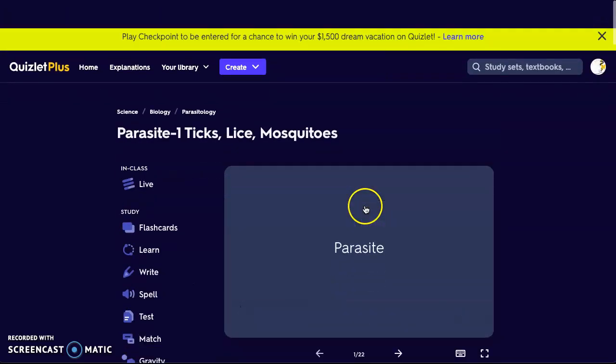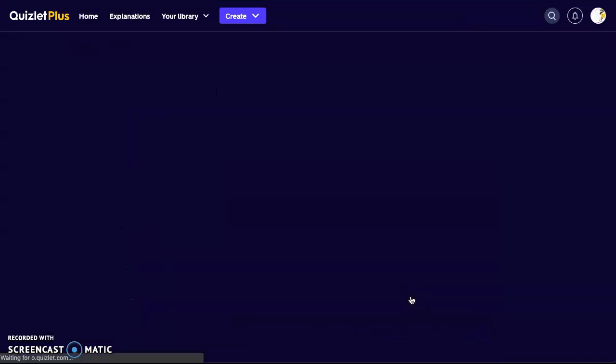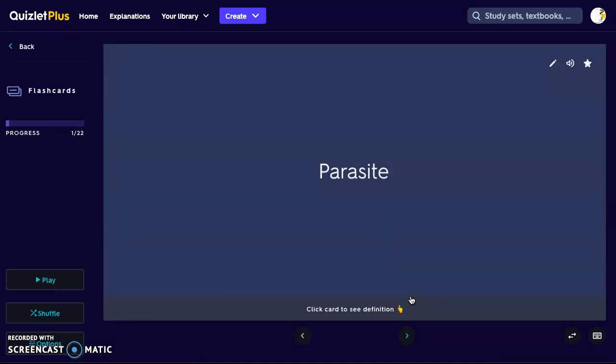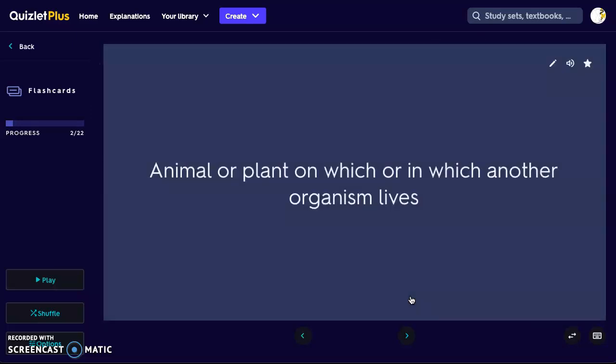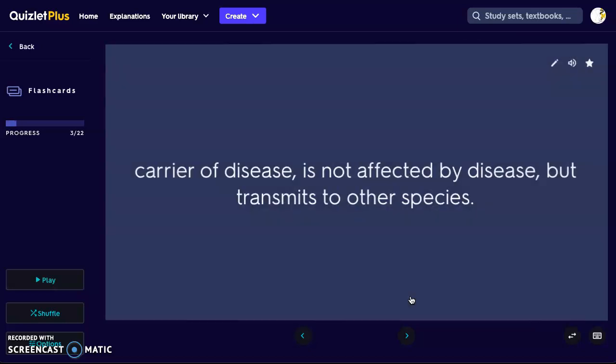So here is our Quizlet. First thing we're going to talk about is what an actual parasite is, right? So we should be familiar with this at that point, but a parasite is an organism that lives on or in a host and causes it harm. Right, so parasites cause harm. That's the important key piece there. It's causing harm to its host. Now, the host is the animal or plant on which or in which another organism lives, right? So I can live on something or in something. So again, a host, you think of it as you're hosting that other organism on your body.